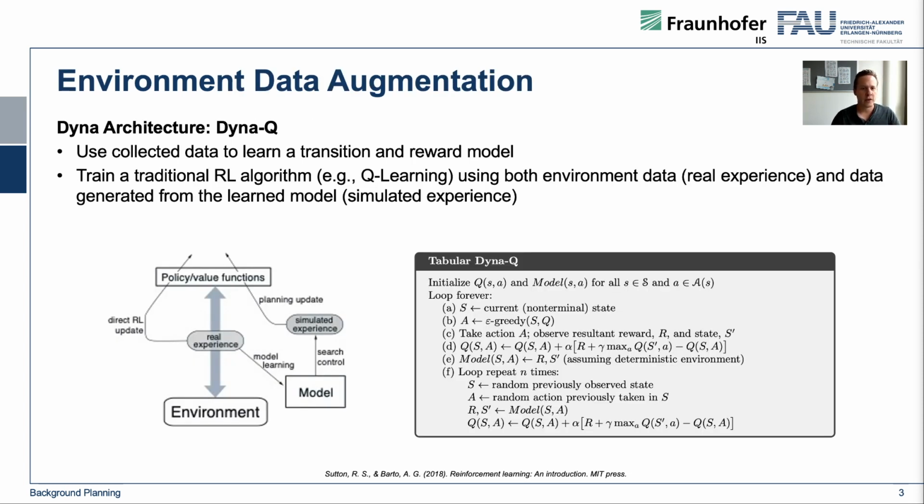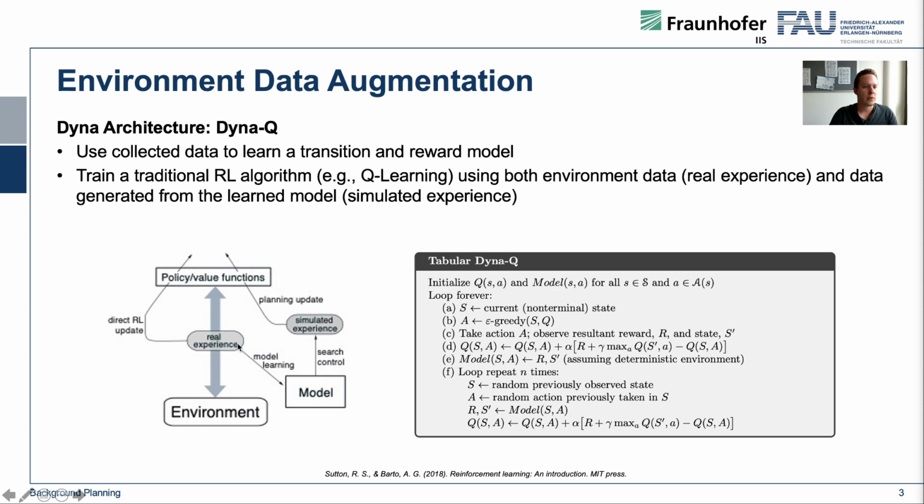A very early but very intuitive and nice idea of doing this is DynaQ. The general idea of DynaQ is to use collected data to learn a transition and reward model, as we already introduced in the last video, and then to train a traditional reinforcement learning algorithm, which could be, for instance, Q-learning, using both environment data, so the real experience, and data generated from the learned model, so from simulated experience. In a sense, the model helps us to offer a larger augmented training dataset for the RL agent. So we see a little sketch diagram here.